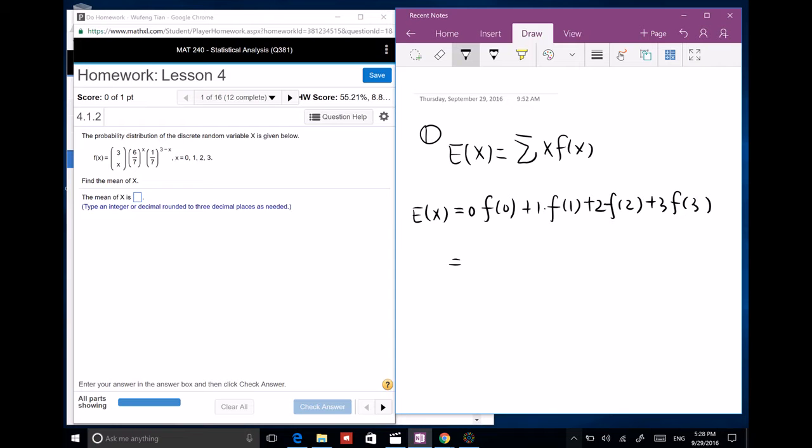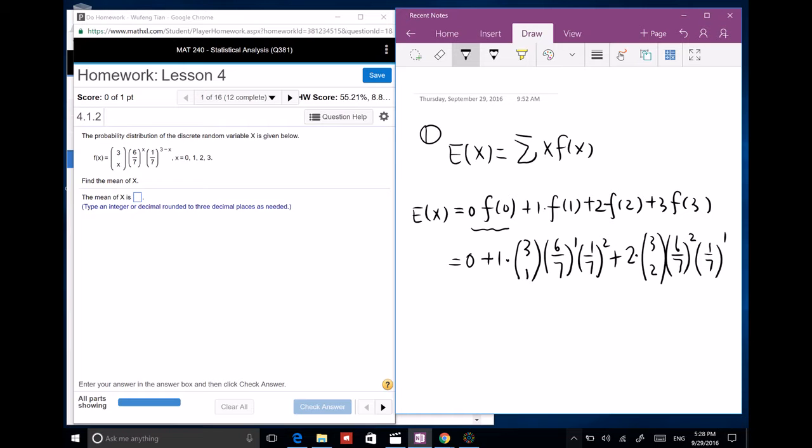So we're going to have 0, plug 0 in, so just 0, so we don't even have to find it out, plus 1 times f(1). Plug 1 into the probability function: choose 1 from 3, times 6 over 7 to the power 1, and 1 over 7 squared. Plus 2 times f(2): choose 2 from 3, 6 over 7 squared, and 1 over 7 to the 1. And then plus 3 times f(3): choose 3 from 3, 6 over 7 cubed, multiply 1 over 7 to the 0.